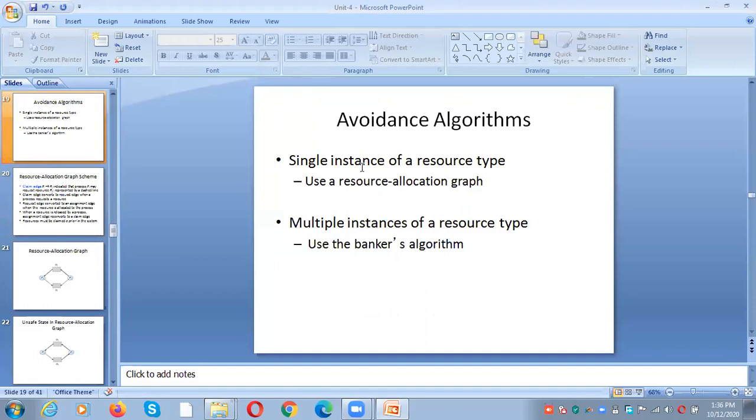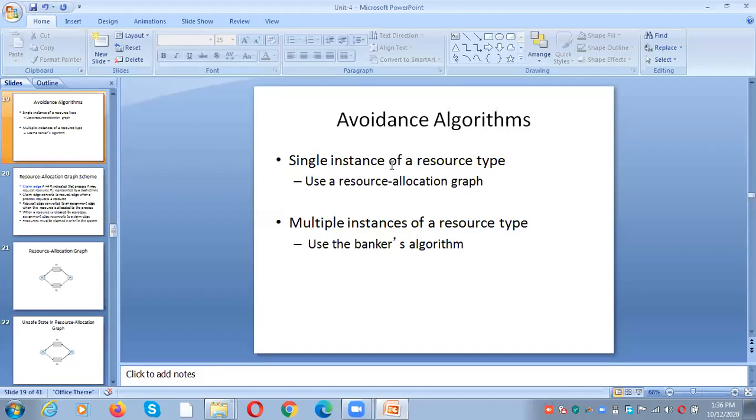Single instance of resource type means there is only one resource available in each type. For example, there is R1 resource. Only one resource of type R1 is available in the system. For example, there is another resource R2. Only one resource of type R2 is available. So then it is called single instance of resource type.